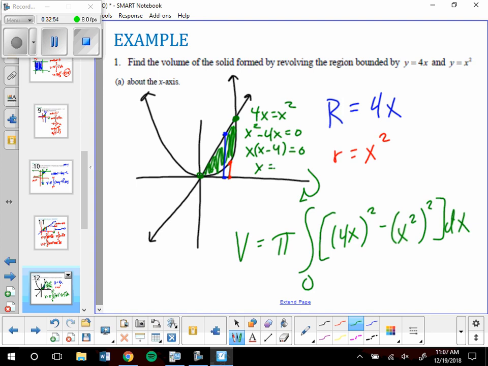What's that x value? 4. So that's my upper bound. And that's something that you could do with a calculator. No, washers aren't that hard. Doing that by hand? No, that wouldn't be too bad at all. But I'm lazy.